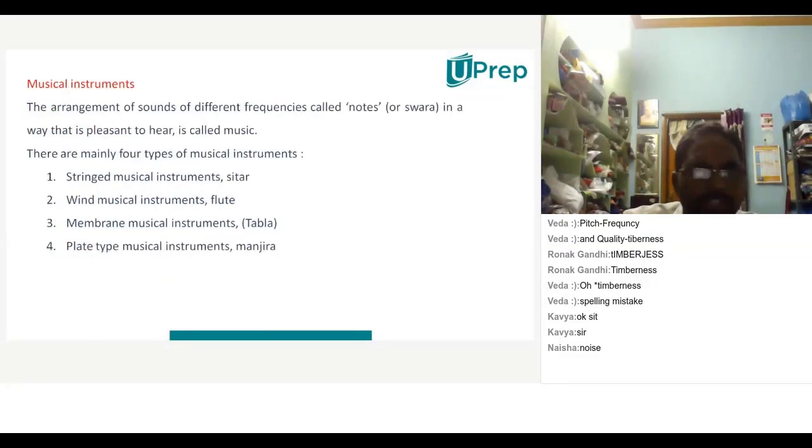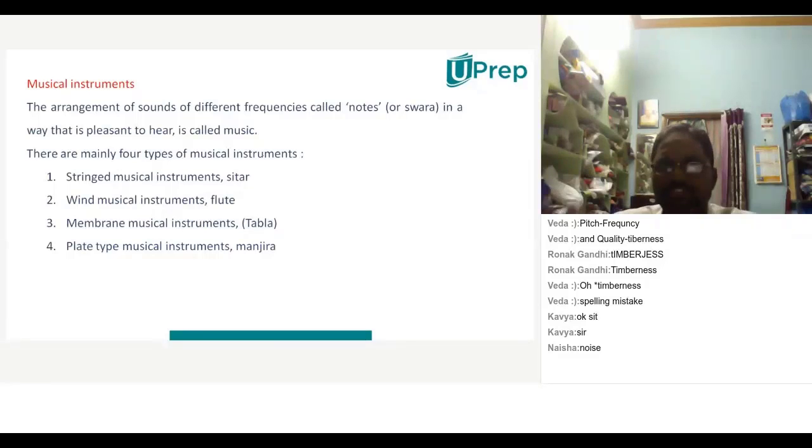Now let us learn about musical sounds. Generally, you know that musical sounds are produced by musical instruments, and maybe you know that many types of musical instruments exist. Suppose A.R. Rahman's studio is there, and in that studio you can see a great number of musical instruments.